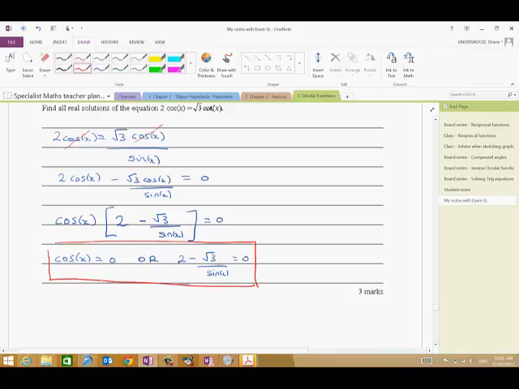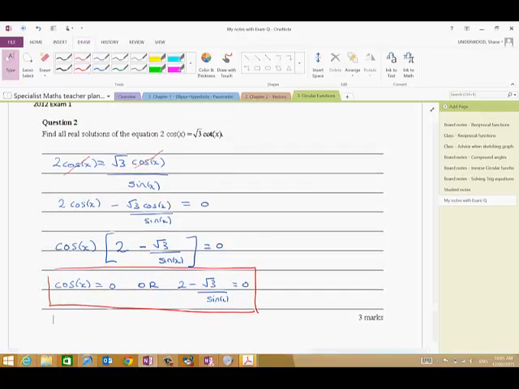A number of students, since they'd made that mistake before, a lot of students that knew what they're doing would have at least got a mark. But the thing is, it is not telling us over a certain domain. It says find all real solutions. That was the trick to this question, which meant that it was so poorly done.